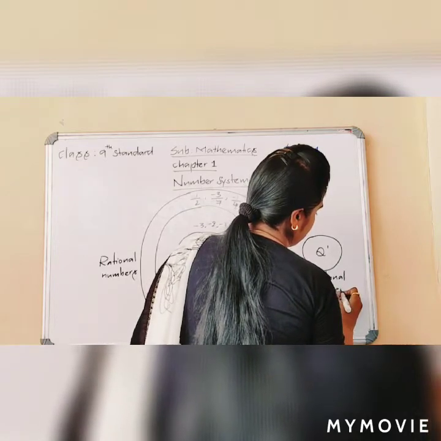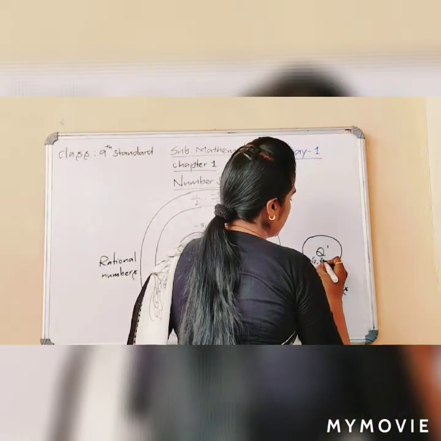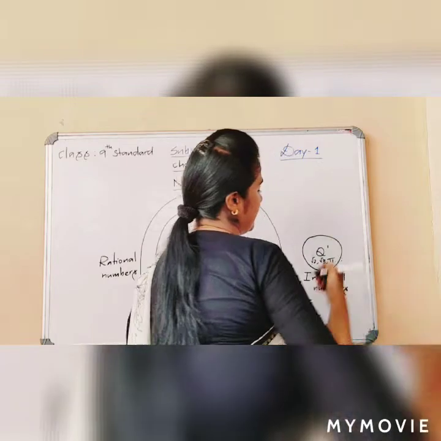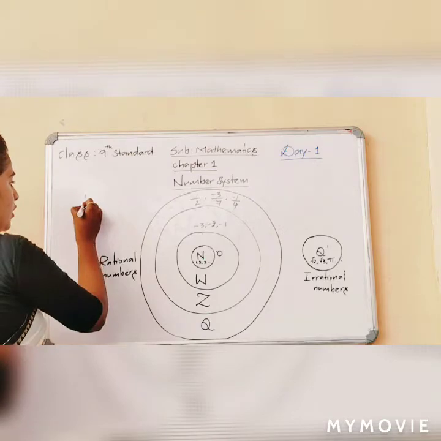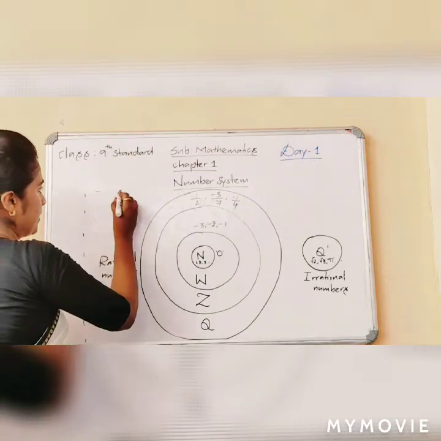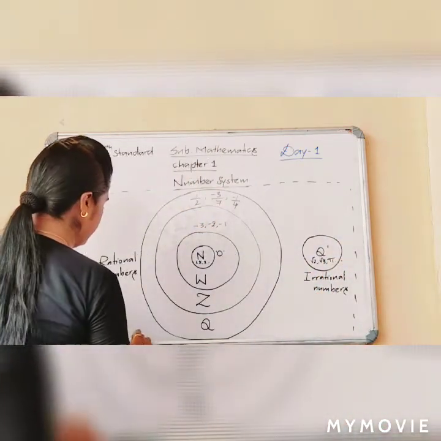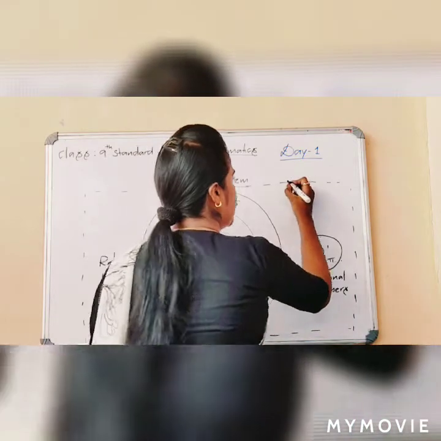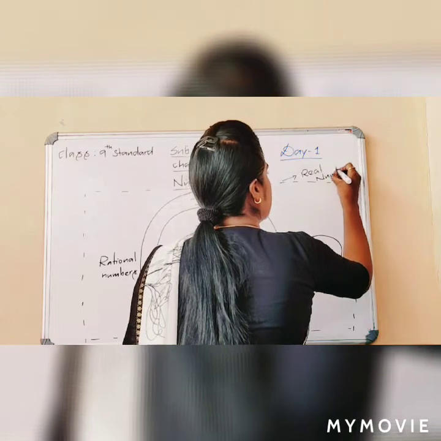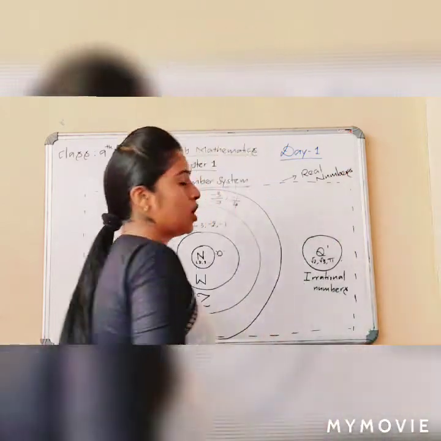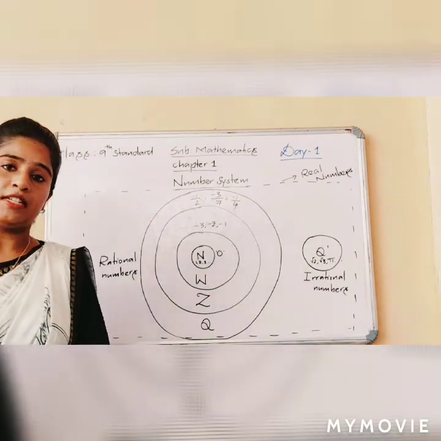For example, we can give root 2, root 3, pi, etc. Now, the collection of both rational as well as irrational numbers is said to be what? Real numbers. So our real numbers can be a collection of both rational as well as irrational numbers.